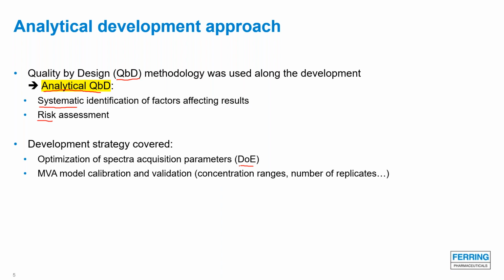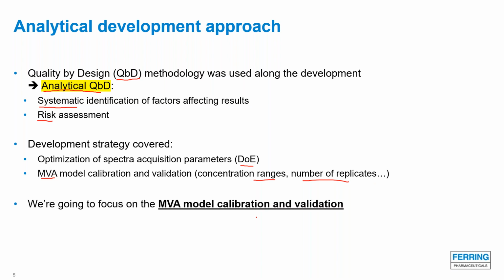I won't detail too much this part of the development, because I think it's more interesting to focus on this part, which is about multivariate analysis, model calibration and validation. During this, we have identified multiple factors that could affect the calibration and validation, for example, which range of concentration we study, and how many replicates we include in the calibration, and many other factors that we took into account during the development. As I said, we will be focusing on the MVDA, multivariate analysis model calibration and validation.